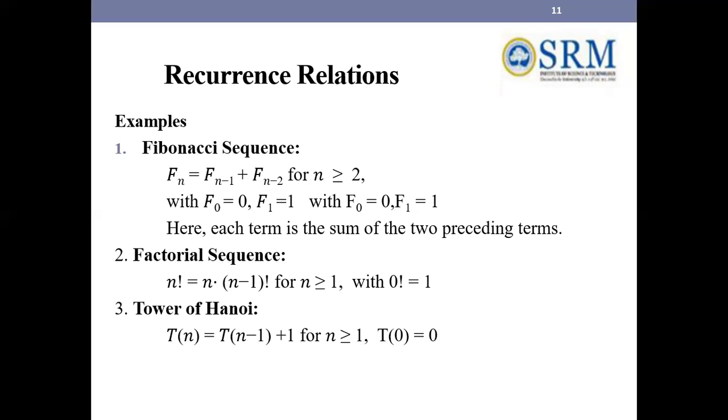And factorial: how do we find n factorial? n factorial equals n into (n minus 1) factorial, where n is greater than or equal to 1, and 0 factorial is equal to 1. And the tower of Hanoi: T of n is equal to T of n minus 1 plus 1. For every recursive call, there is one movement. That 1 represents the number of movements in the tower of Hanoi problem. That is, T of n is T of n minus 1 plus 1. This is a recurrence equation.